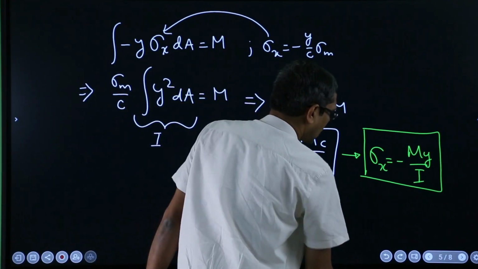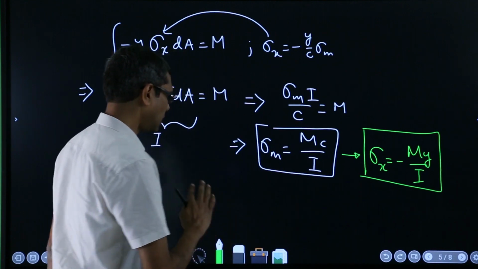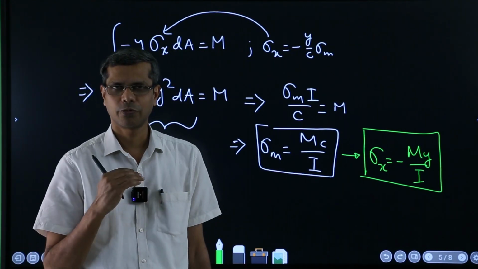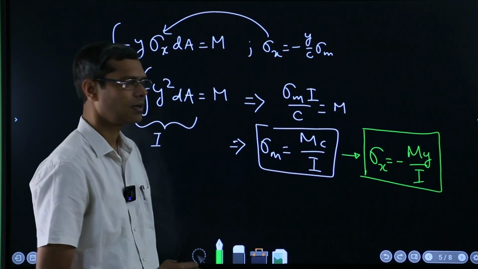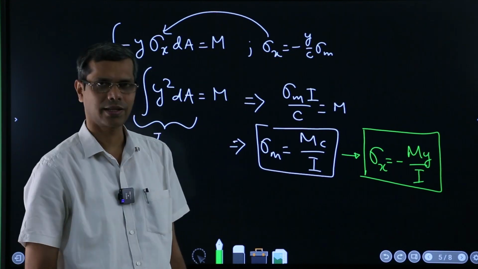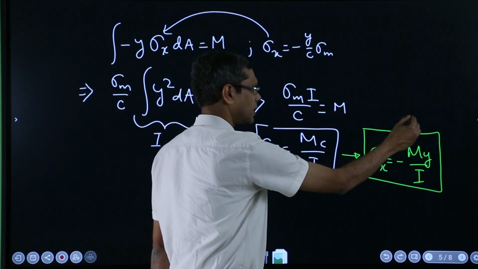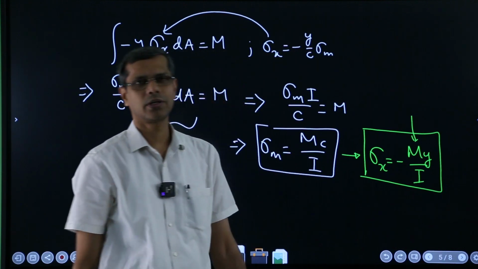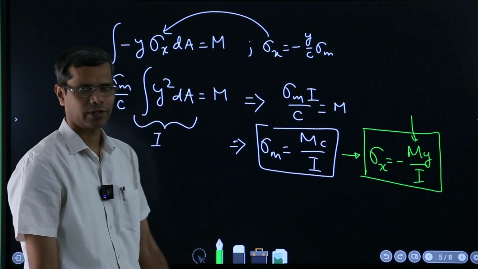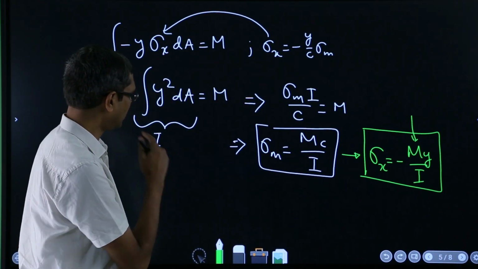So now we know complete information about the stress that gets developed once we apply a particular moment M on a given cross section of a given type. Okay, so that's very important.